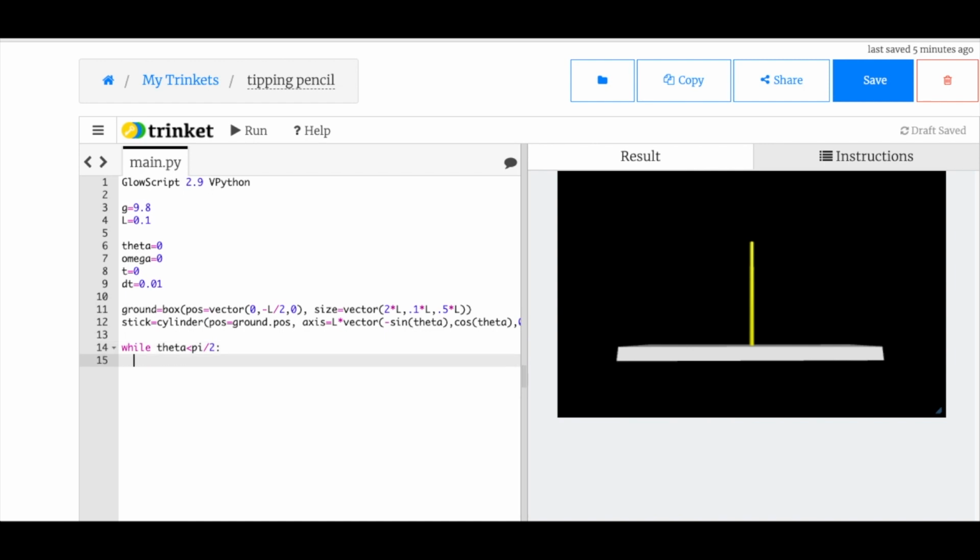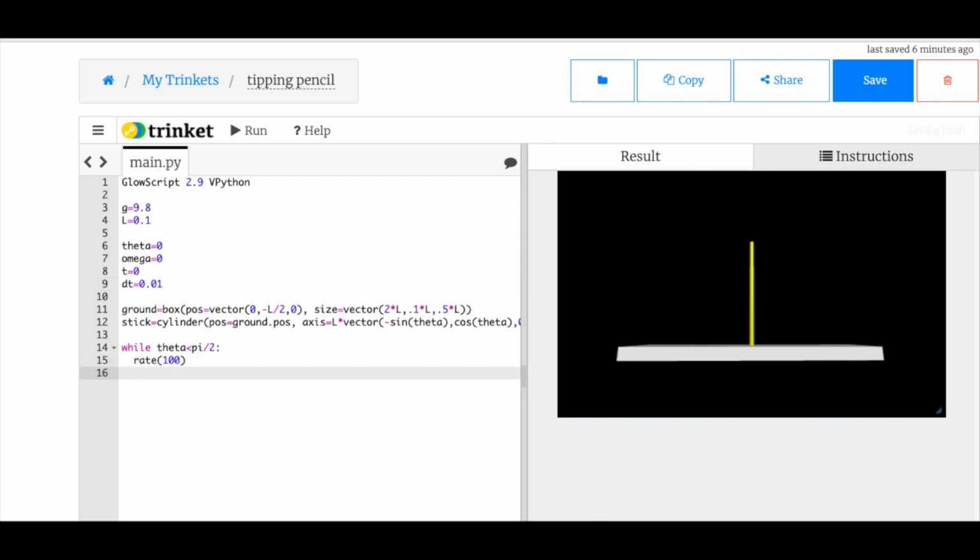I'm going to stop it then. The next thing is, since I have a visual display, I need to put rate in here. So this says don't do any more than 100 calculations per second. Since I'm having a time step of 0.01, this will make it in real time.